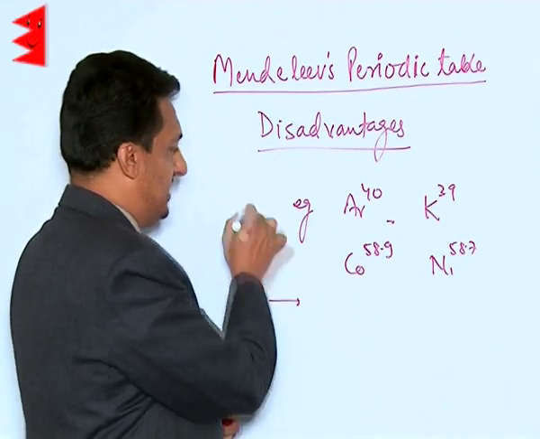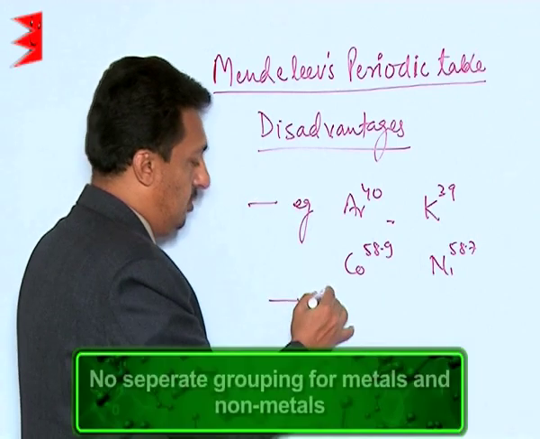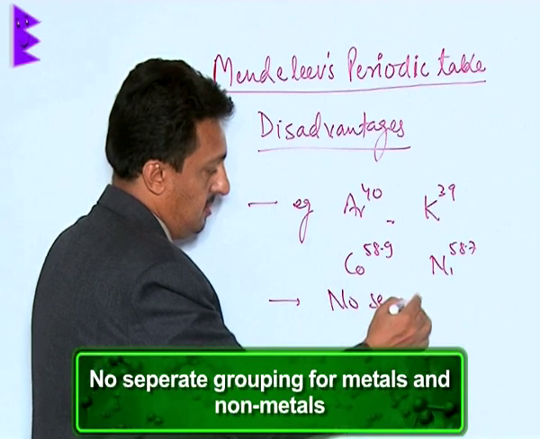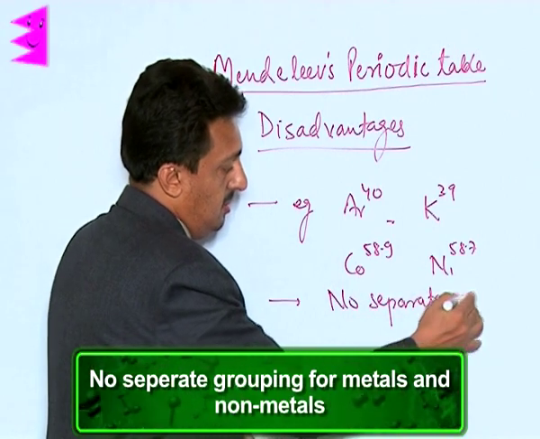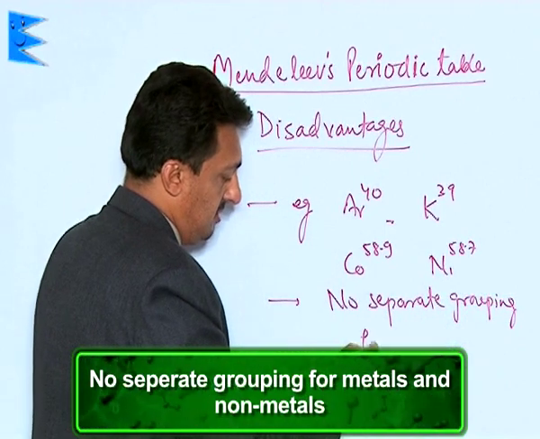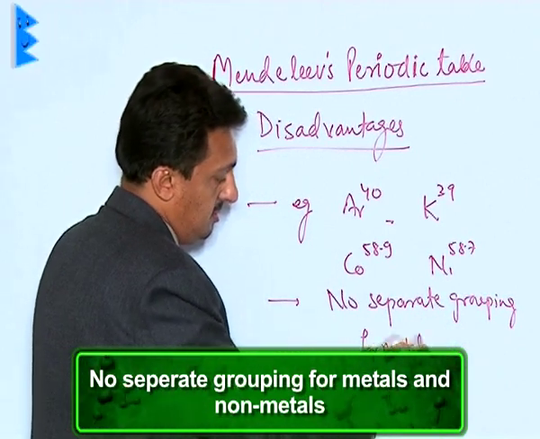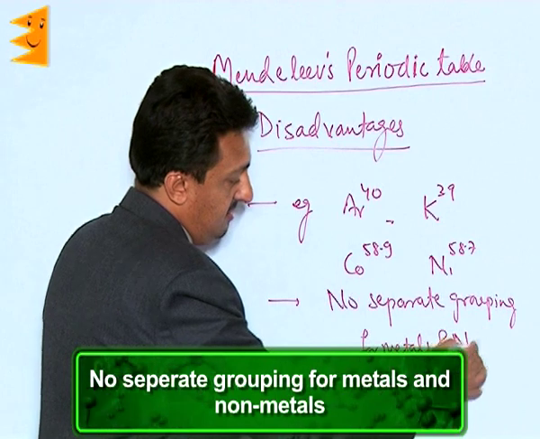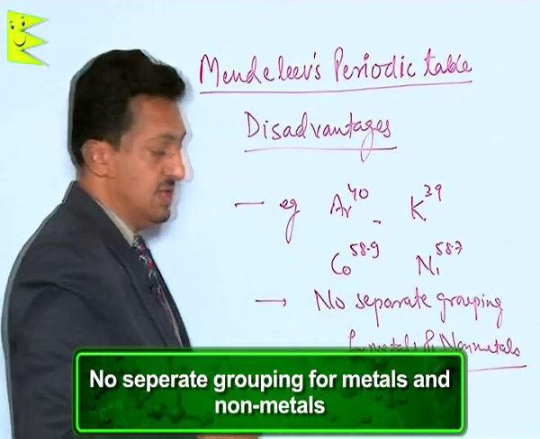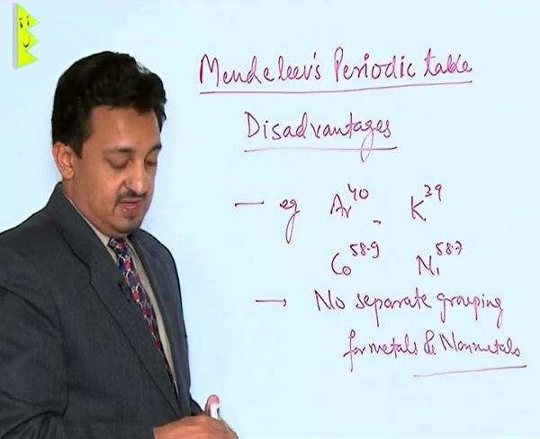The other disadvantage of the periodic table was that there was no separate grouping for metals and non-metals. No separate grouping was done for this.